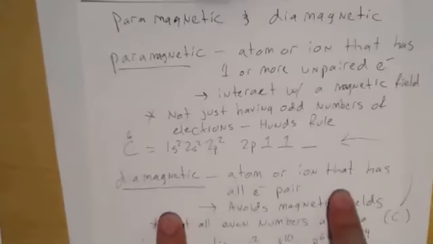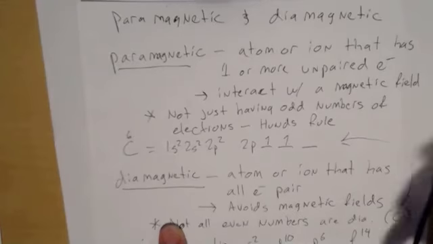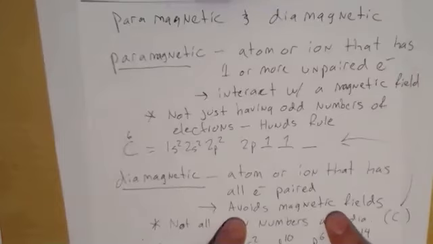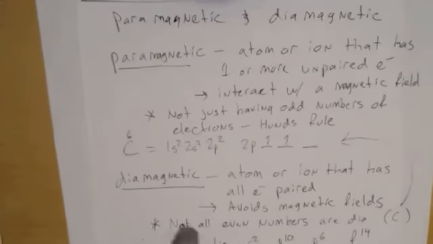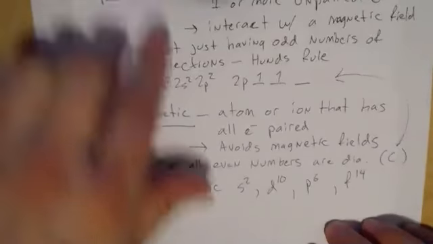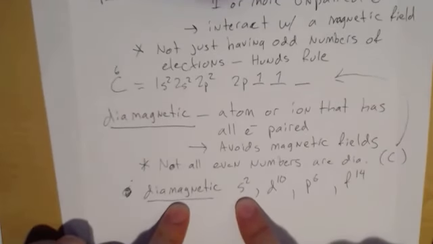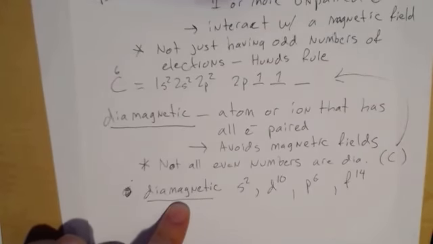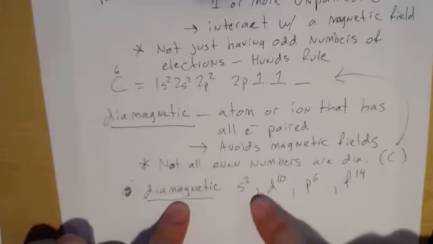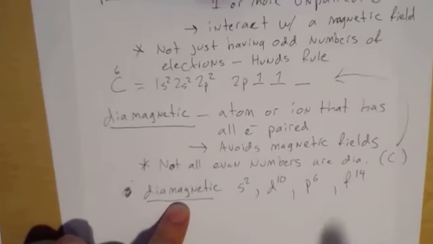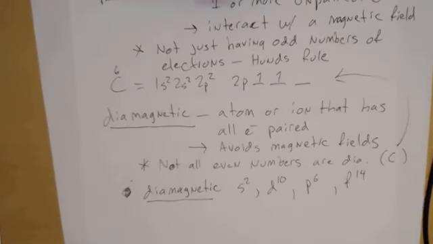Diamagnetic, an atom or ion that has all electrons, I should say, paired. Okay. And these kinds of elements avoid magnetic fields. And just having an even number does not mean you're diamagnetic. Actually, diamagnetic is very restricted, at least for atoms. For things that are bonded, there are other ways to get diamagnetic. But any atom that ends with s2 or ends with d10, not an exception, or ends with p6 or ends with f14. So it's a very, very small group compared to the overall periodic table.